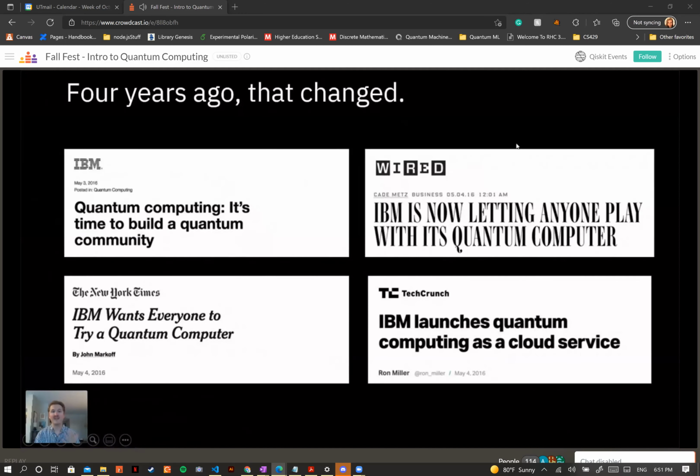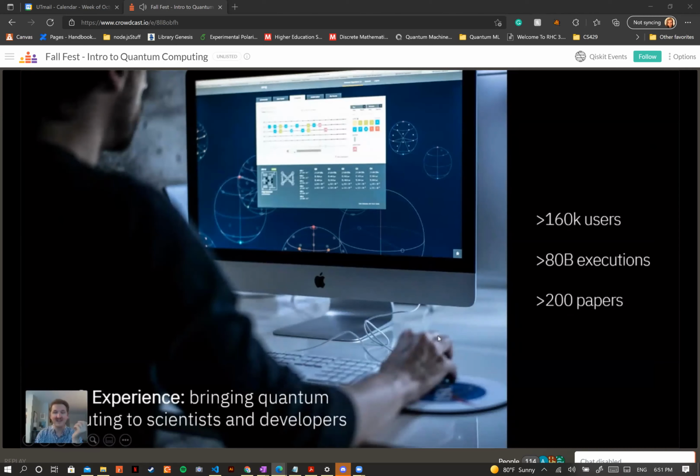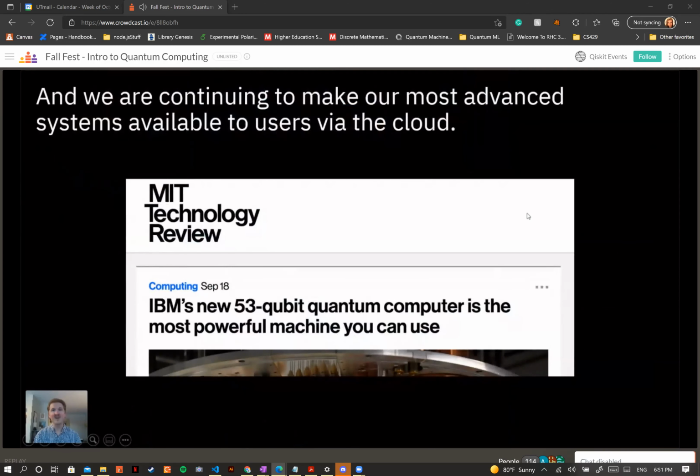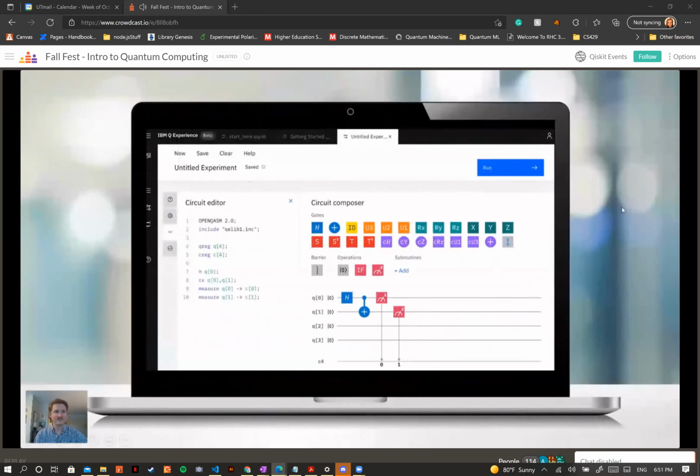But 5 years ago, now that it's 2021, that changed when IBM Quantum put our systems on the cloud for free for anyone to use. Since then, we've seen enormous results. We have over 160,000 users with over 80 billion executions and 200 scientific papers published about our systems and the results that have been created on those systems. And we're continuing to make our most advanced systems available to users via the cloud.